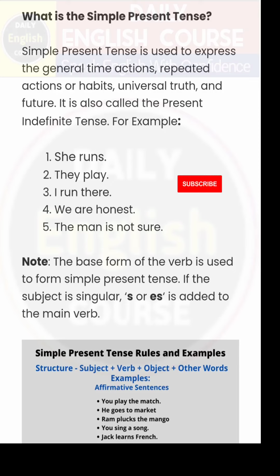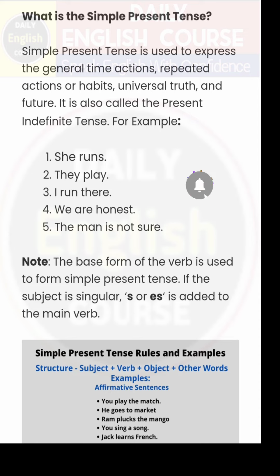What is the simple present tense? Simple present tense is used to express the general time actions, repeated actions or habits, universal truth, and future. It is also called the present indefinite tense.